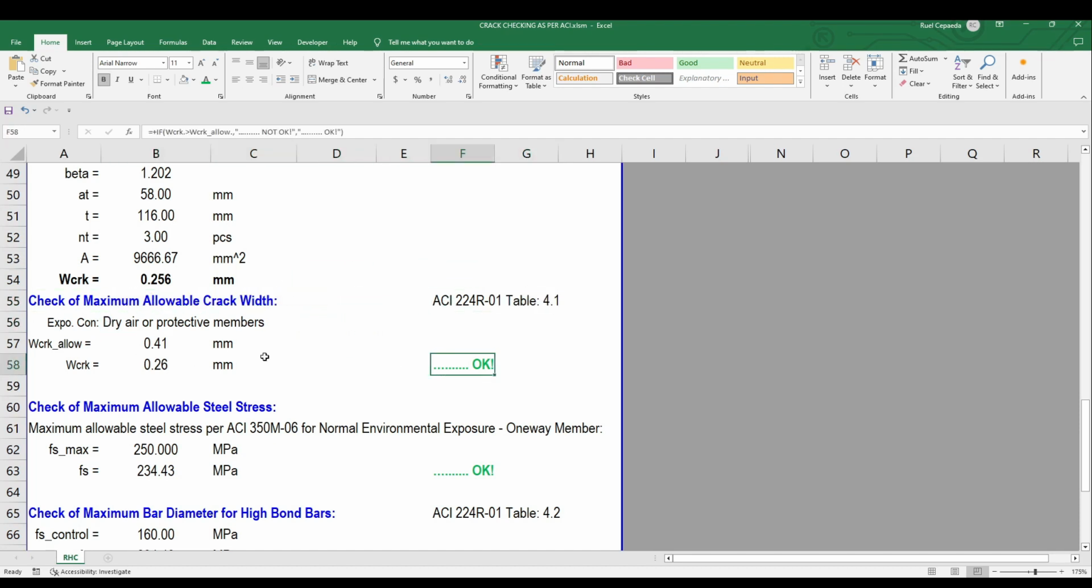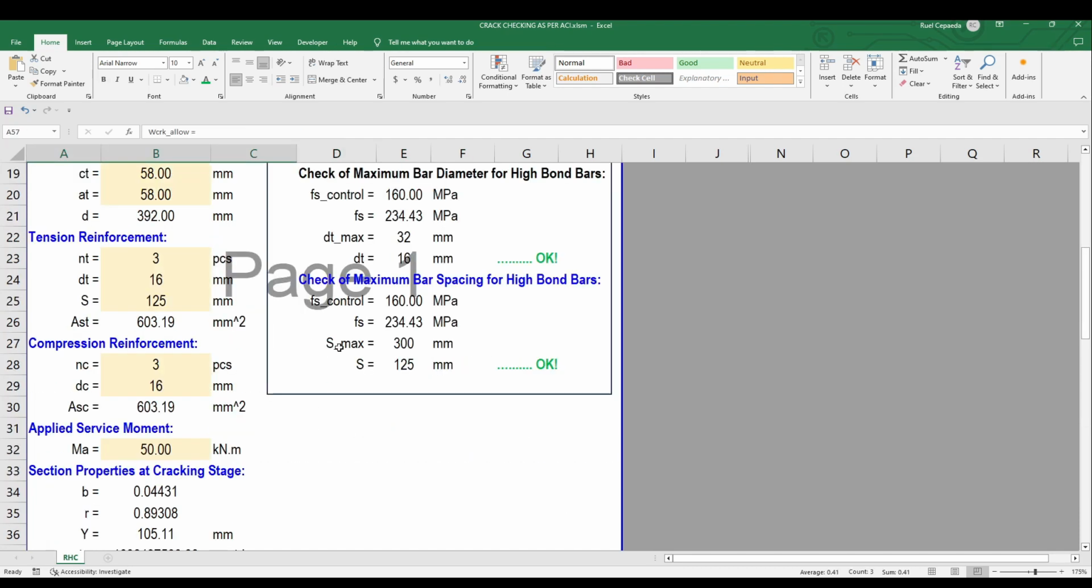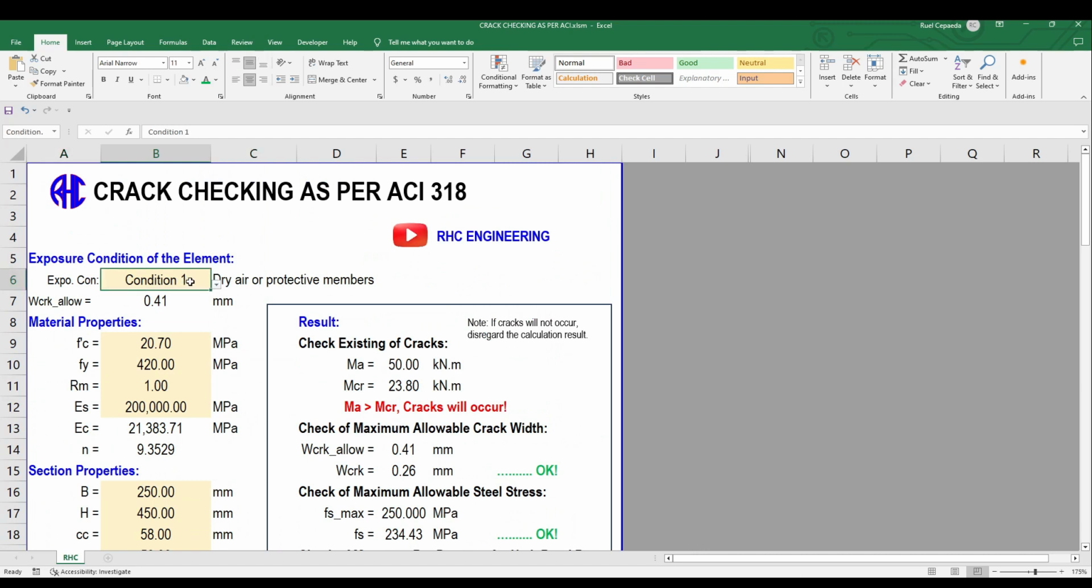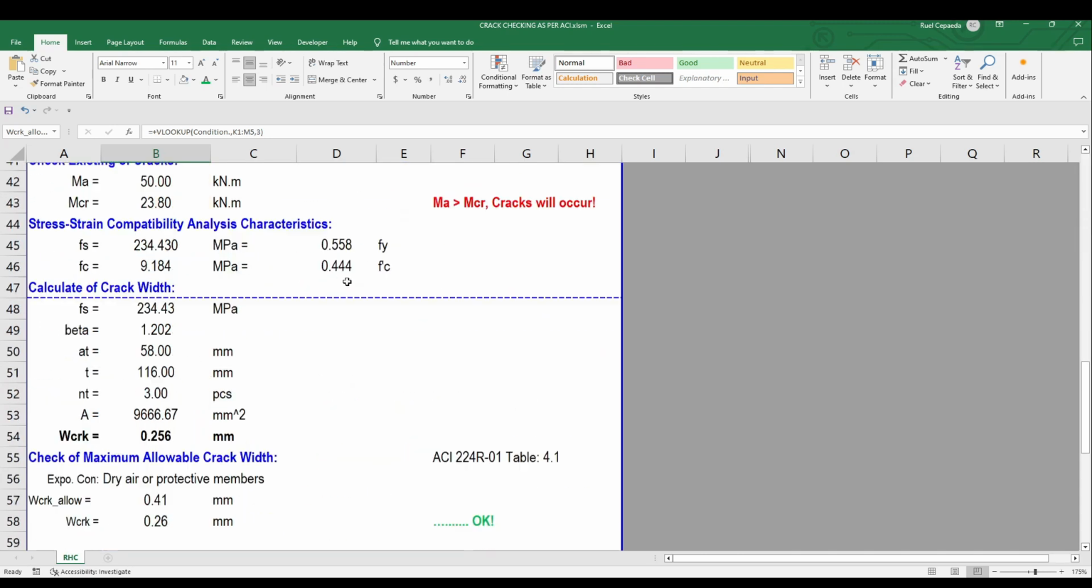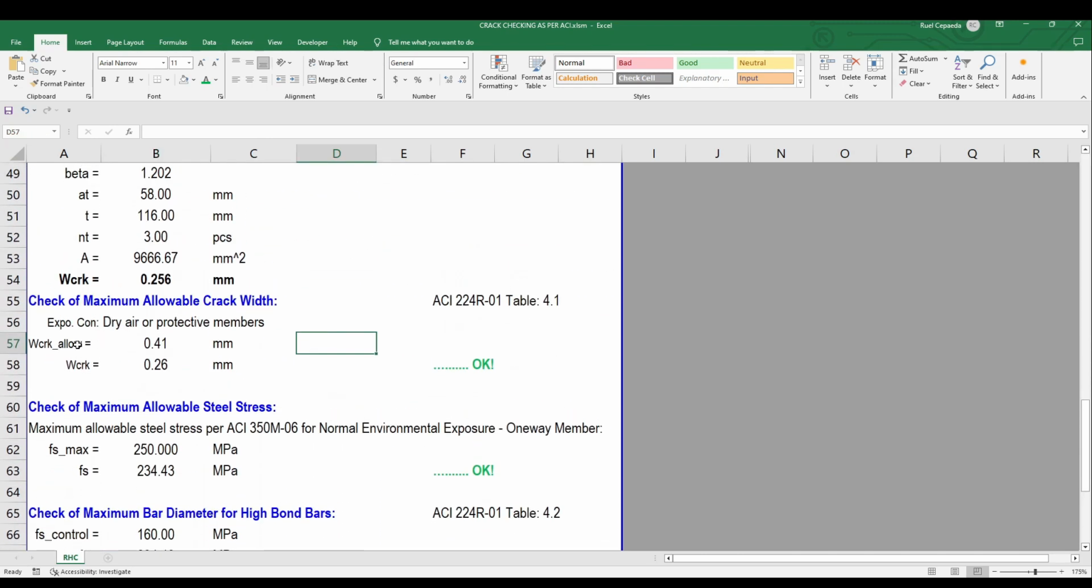So, ang pinili natin is dry air protective member. So, automatically, yung allowable natin ay makikita natin dito. Every time mag-change tayo rito, nag-change na rin yung crack allowable. So, 0.41 allowable natin. From the allowable 0.41, from the calculated cracks, ibig sabihin, okay yung cracks natin. Even though there's cracks sa members natin, safe pa rin siya from the allowable as per code.